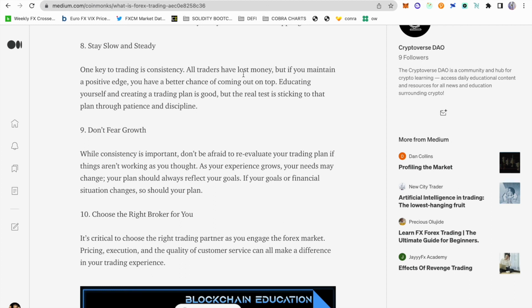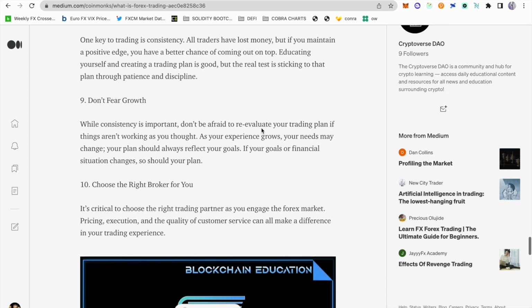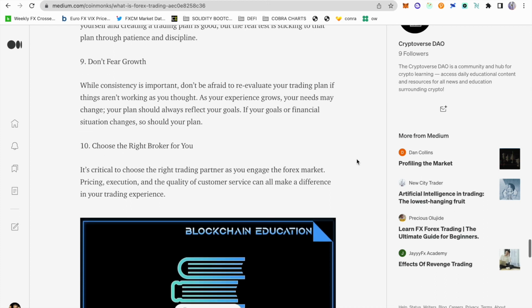All traders have lost money. Realize, guys, you are going to lose money. I've never known a trader that has had 100% gains. They've always had a loss. But if you maintain a positive edge, you have a better chance of coming out on top. Educating yourself and creating a trading plan is good, but the real test is sticking to that plan through patience and discipline.